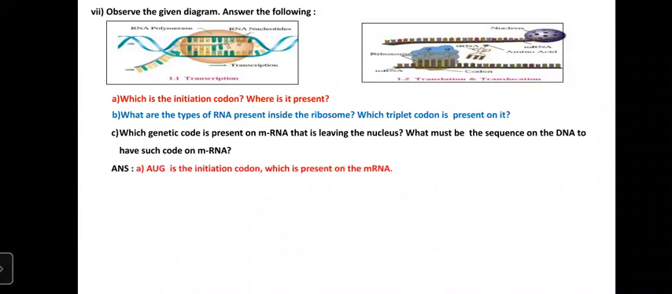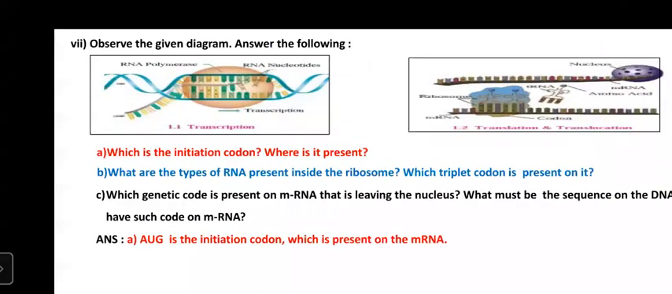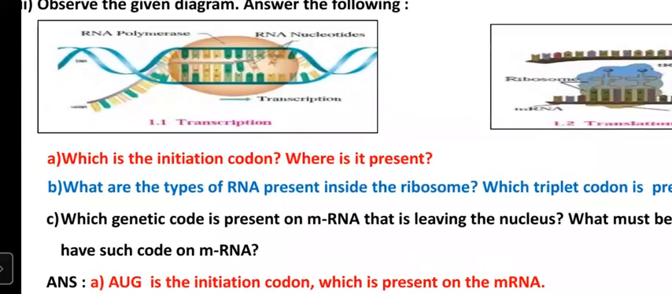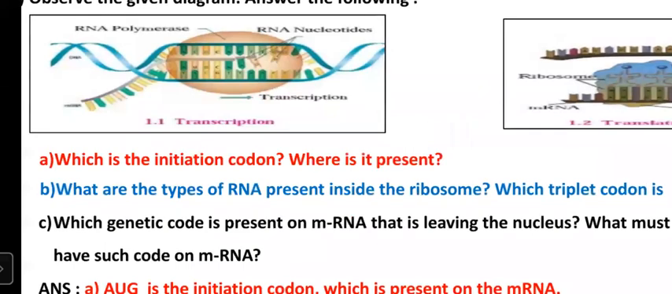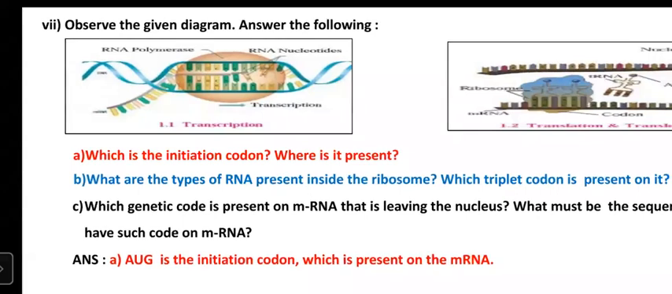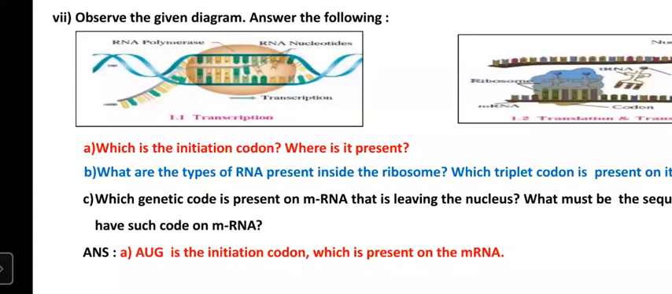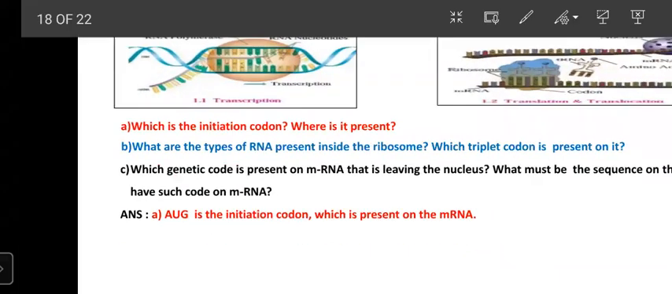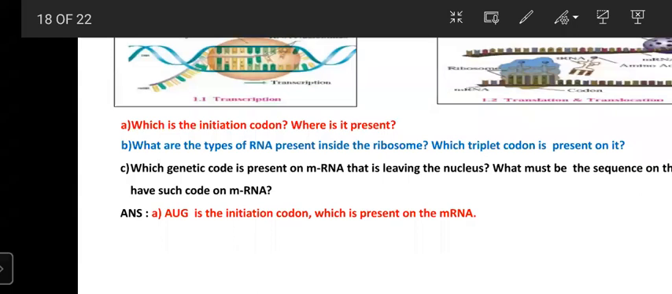See the answer. Answer A, AUG is the initiation codon which is present on mRNA. So you have to observe the diagram and write the answer accordingly. See the second part. What are the types of RNA present inside the ribosome? Which triplet codon is present on it?